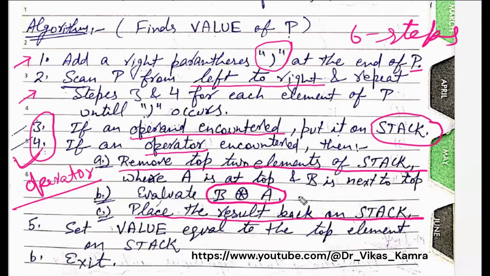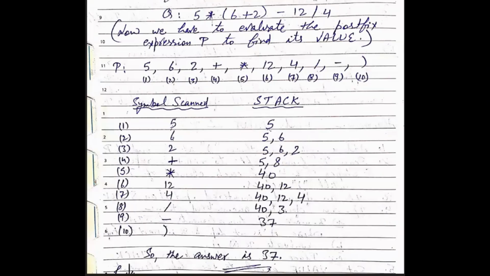After completing all these 3 sub-steps, you need to go to the next element and repeat the algorithm for step number 3 and step number 4, and continue this until the stack becomes empty. So until the stack has some elements, you need to repeat step number 3 and 4. Once the stack is empty, you need to exit. So this is a very simple algorithm. Now we'll cover the example.